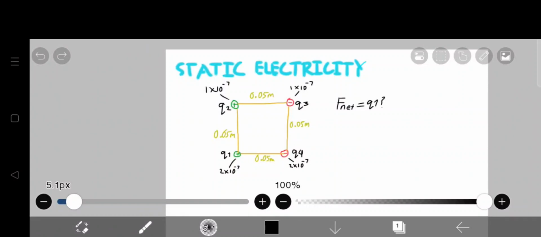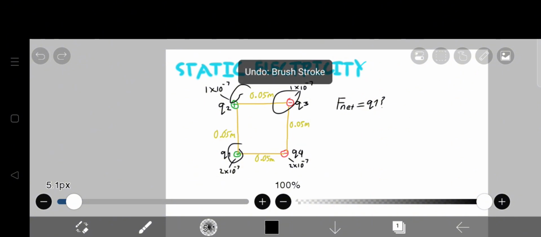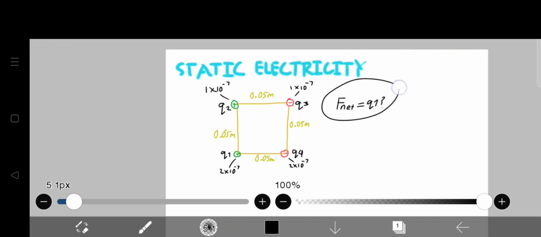Okay, so for our next problem, we will be dealing with a square, and each corner of the square, meron tayong mga subatomic particles, which is itong mga to. And these subatomic particles, they differ in charges. Now the question is, what is the net force on Q1?